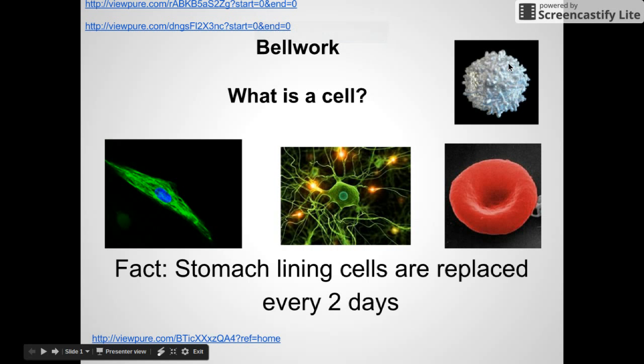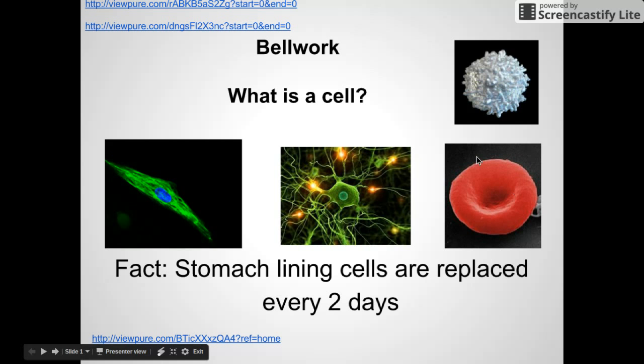Today we're talking about cells. So our bellwether question is going to be, what is a cell? Think back to 6th grade science. You learned about plant cells, you learned about animal cells, some similarities and differences between those two types of cells. Well, on the screen right now, you see 4 different types of cells that are found in the human body.